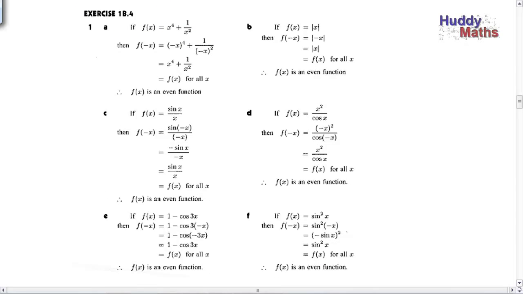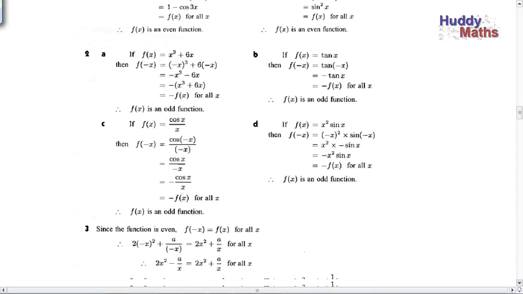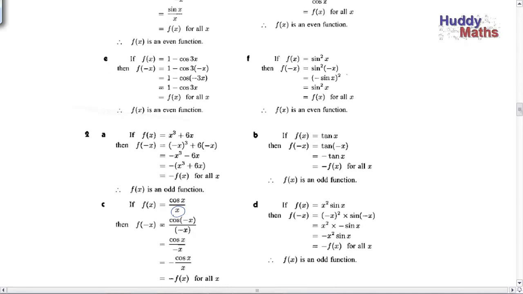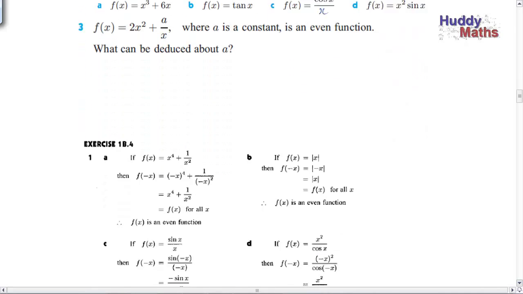Okay, question 1. Make sure the setting out is complete, showing careful substitution of neg x. And question 2. I think this was omitted from the original question. Let's go back up and just change that. Yep, it was chopped off there. Okay, so just check that. All right, let's go on now.